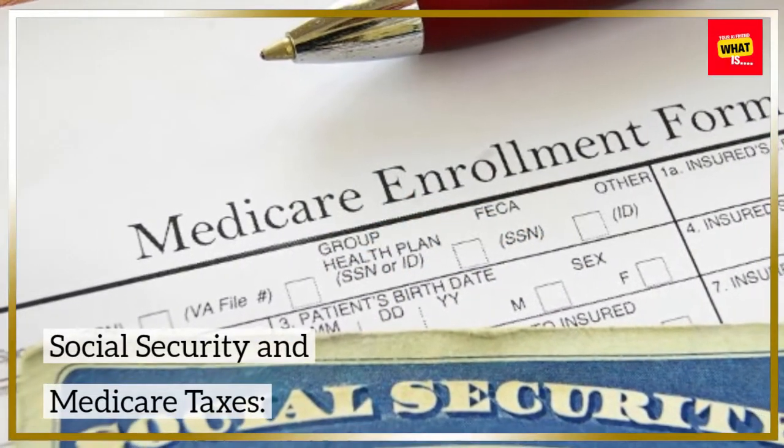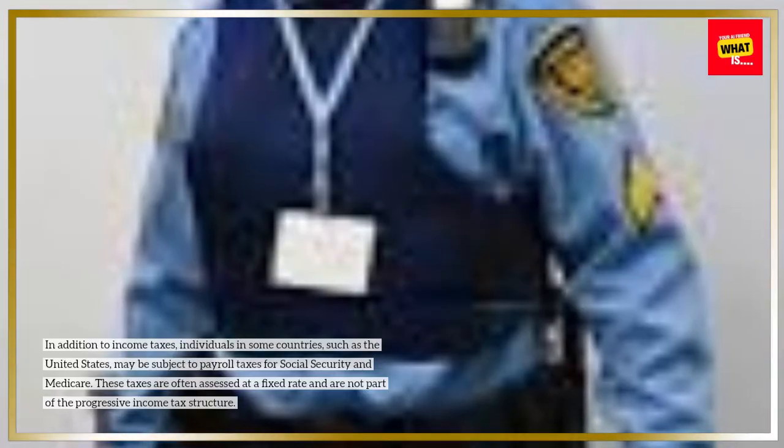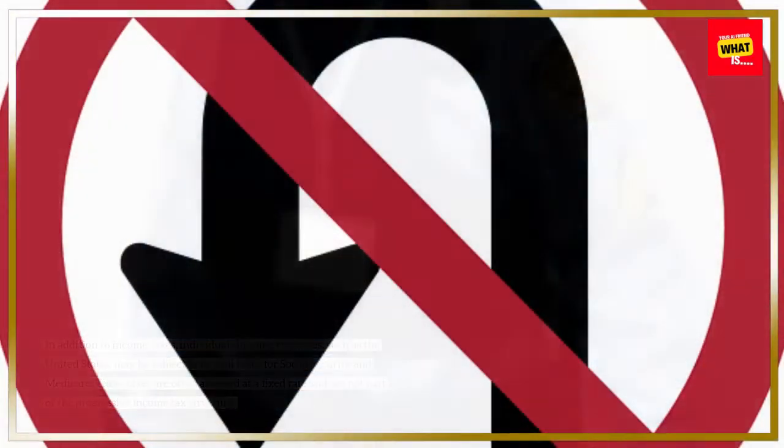Social Security and Medicare taxes. In addition to income taxes, individuals in some countries, such as the United States, may be subject to payroll taxes for Social Security and Medicare. These taxes are often assessed at a fixed rate and are not part of the progressive income tax structure.